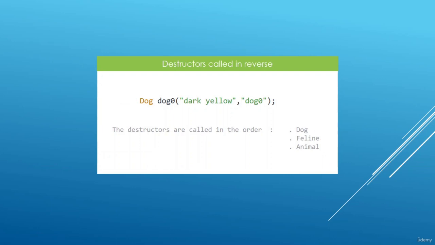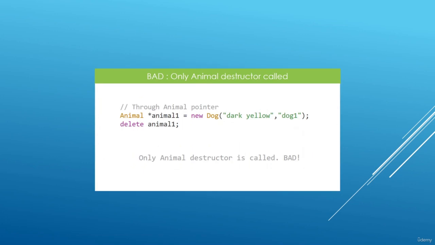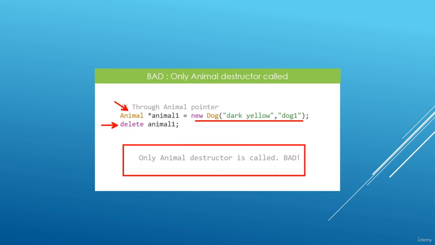Now, a problem is going to pop up if we are using a base pointer to manage a derived object with polymorphic behavior that we might want for our inheritance hierarchy here. So we are going to use an animal pointer to manage a dog object like this. And when it is time to release the memory for this object, we may be tempted to call the delete operator on our animal pointer here. But this is only going to call the destructor for the base class. And hopefully you can see the problem here.